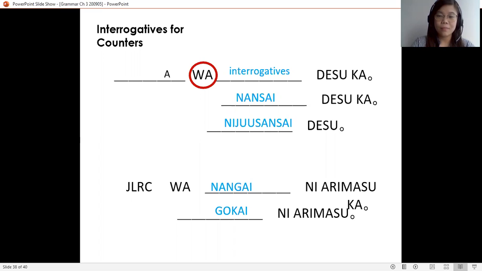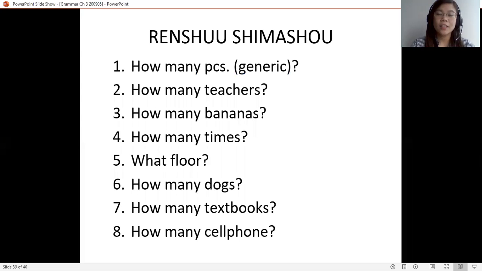Okay. Another example, you can ask, JLRC wa nangai ni arimasu ka? So on what floor is JLRC? Let's say the answer is the fifth floor. So you say 5階にあります. Okay, let's try to practice using our examples here. Okay, next let's try to read the reibun in our book.